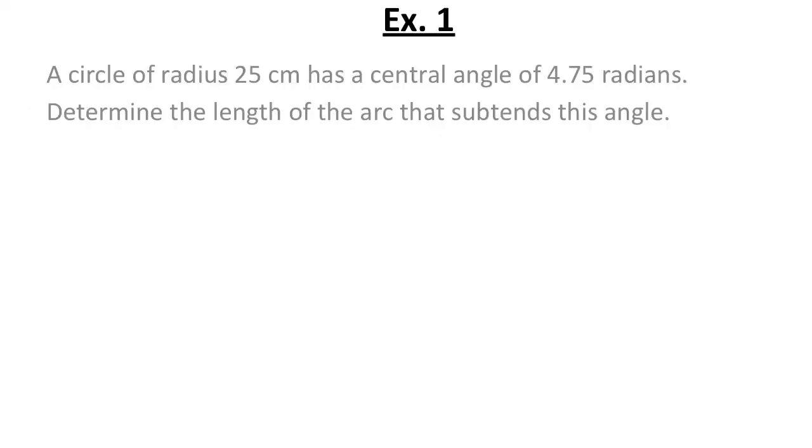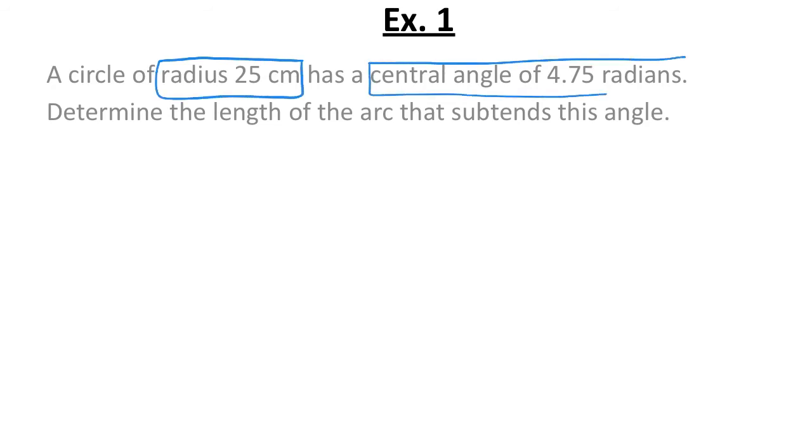All right, so next I have a different kind of example. A circle of radius 25 centimeters has a central angle of 4.75 radians. Determine the length of the arc that subtends this angle. Okay, so basically what I have to do to answer this question is look at something that involves all of these different ideas. So we have information about the radius, we have information about that angle at the center of the circle, and we're being asked about the length of the arc. Okay, so this is the arc length.